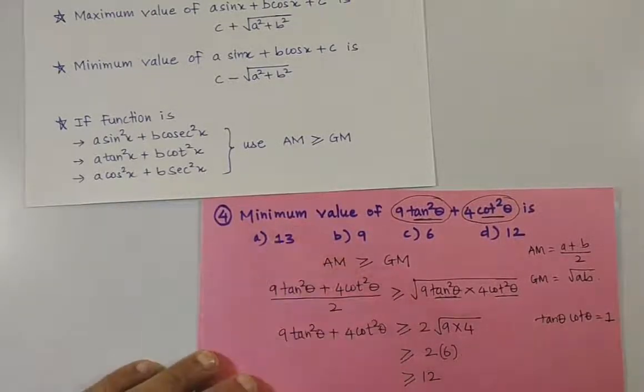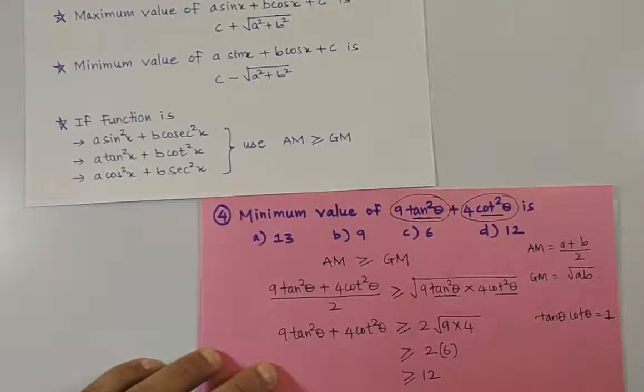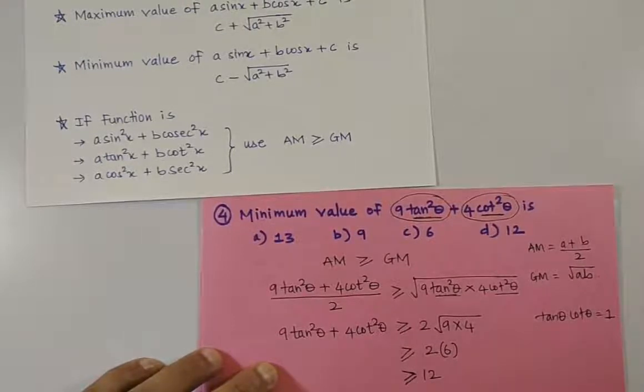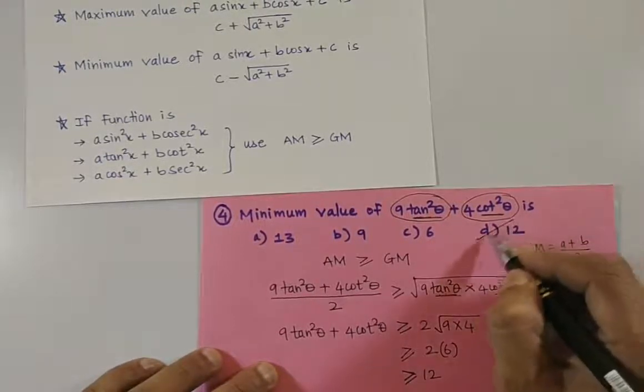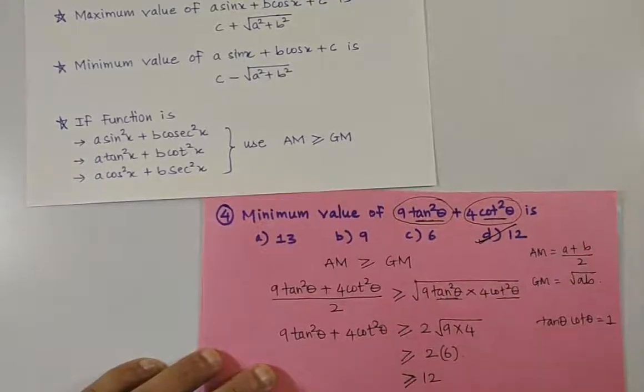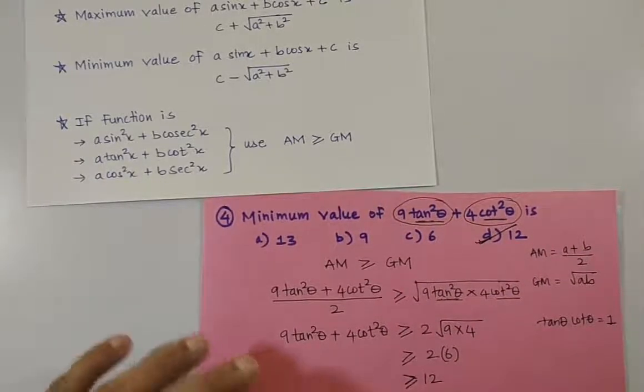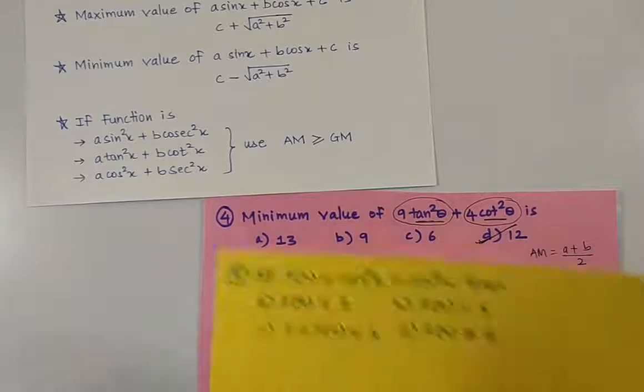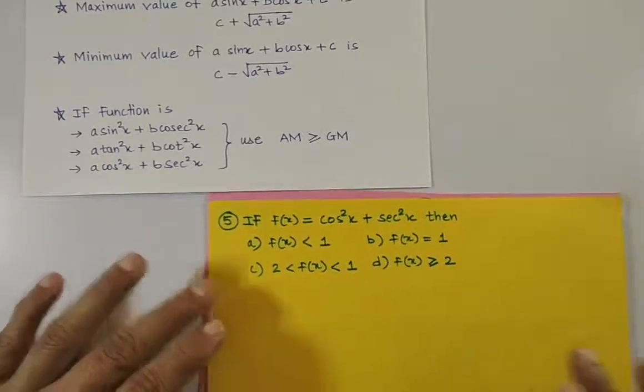So he has asked the minimum value. So minimum value will be equal to 12 because other values will be greater than 12. Means our answer is D. Option D is our answer. Clear, students? Similarly, another problem if I take.